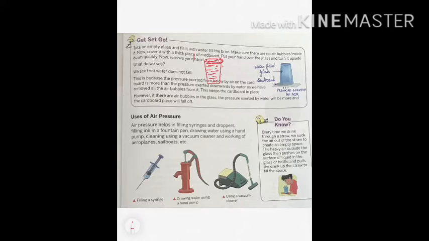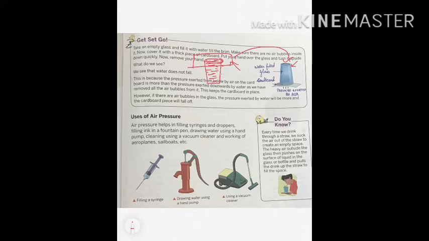Completely filled till the top. Now put a cardboard on the mouth of this glass, and then holding this cardboard, turn this like this. Turn this glass now and remove your hand, and you can hold the top of this glass, and you will observe that the cardboard is not falling down, and neither is the water in the glass falling down.